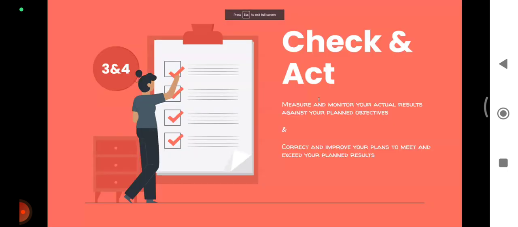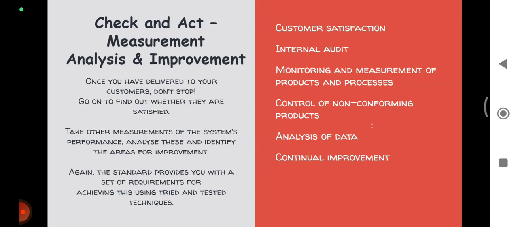Okay, so under check now, we need to measure and monitor the actual results against your planned objectives. And then after that, in acting, we are going to correct and improve your plans to meet and exceed your planned results. So the check and act now, this is basically the measurement, analysis, and improvement. This is usually done simultaneously. That is why we have combined it here. So this is now step number 3 and 4, which are the last steps here.